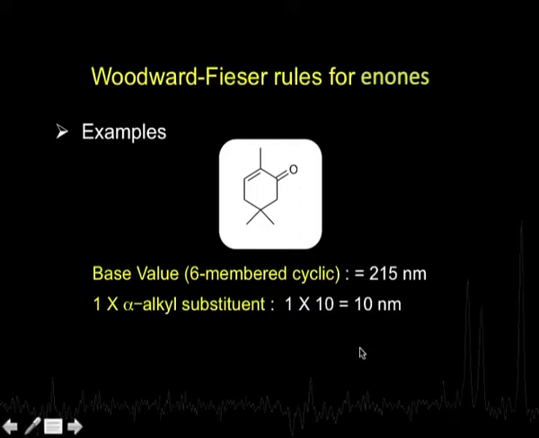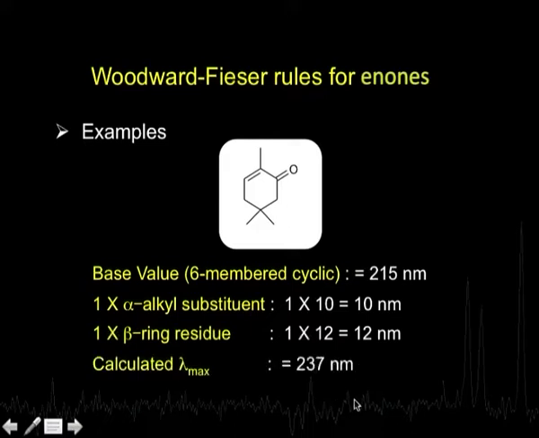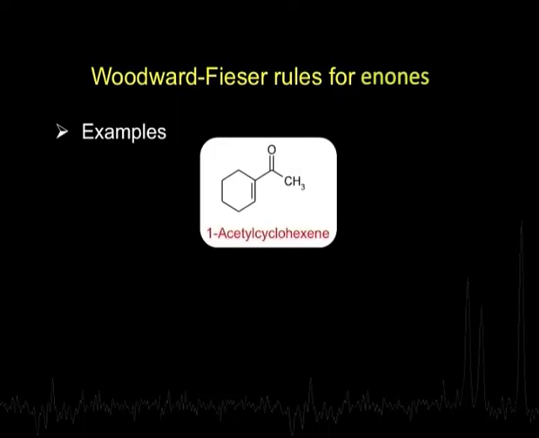So this gives me 10 nanometers. At beta position now we find that there is a ring residue here, so it will give me 12 nanometers more. So the expected value will be 237. Observed also is 237. Okay, let's take yet another example here.